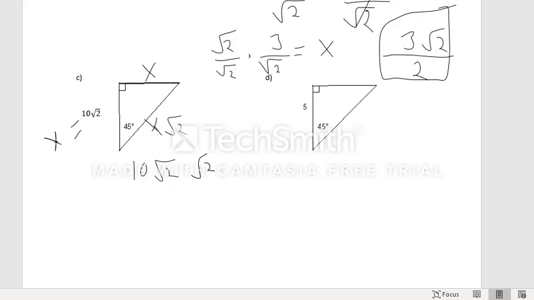We can simplify this. The square root of 2 times the square root of 2 is the square root of 4. Square root of 4 is 2, so it's 10 times 2, which gives us 20. So this side is 20.